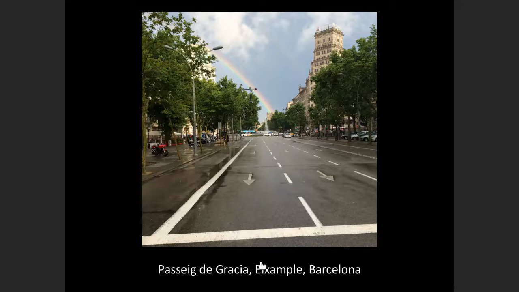So it's a really efficient traffic system. And at major intersections, you could have a fountain like you see down here. You could have monuments and so forth.